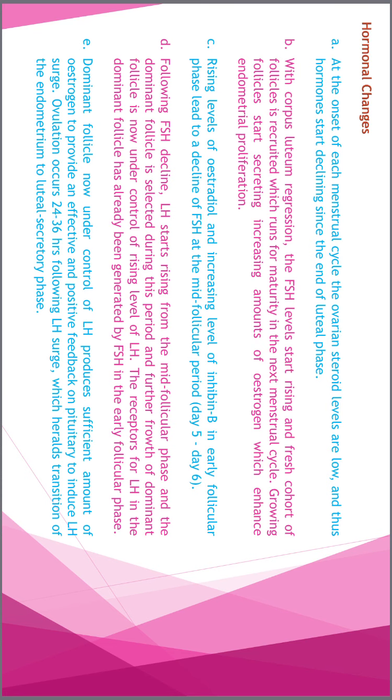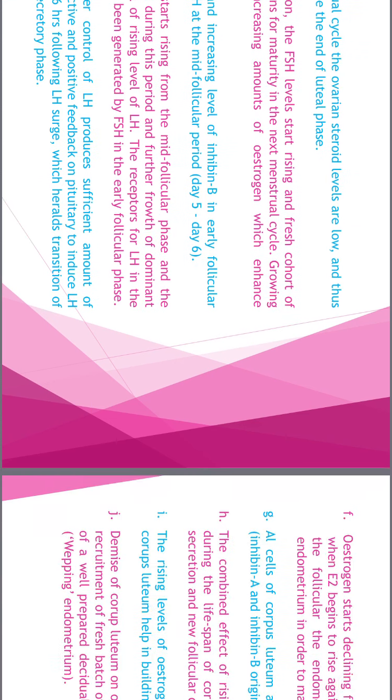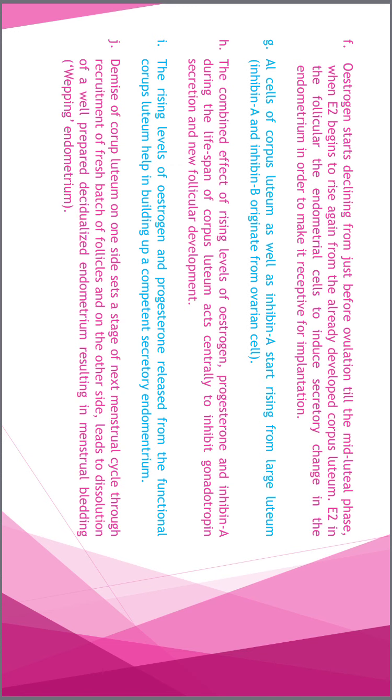Dominant follicles are now under the control of LH. When there is maturation, it leads to the LH surge. After 24 to 36 hours of the LH surge, there is transformation of the endometrium from the proliferative to the secretory phase. Once ovulation happens, estrogen starts to decline. But in the mid luteal phase, to support the implanted embryo, it doesn't know whether an embryo has formed or not, there is a rise of estrogen and progesterone from the corpus luteum, which carries out secretory changes in the endometrium.